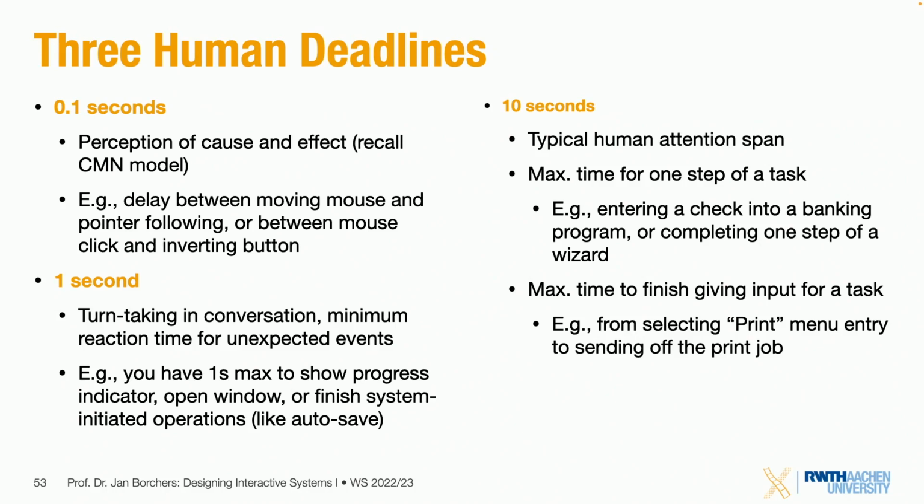So, for example, if somebody selects print, until they send off the print job, this usually should be doable within 10 seconds. Otherwise, it's too long, and they start losing interest. What this also means is, if something takes longer than these 10 seconds, let's say you're downloading a large file and it takes 30 seconds, after 10 seconds people will no longer look at that loading bar anymore. They will go and check their status on Facebook or something. That means you lost their interest, you lost their focus.